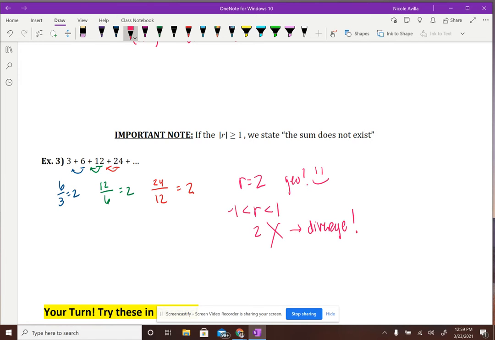If it diverges, it means we can't find the infinite sum. And so you could say there is no sum, or you could say the sum does not exist.